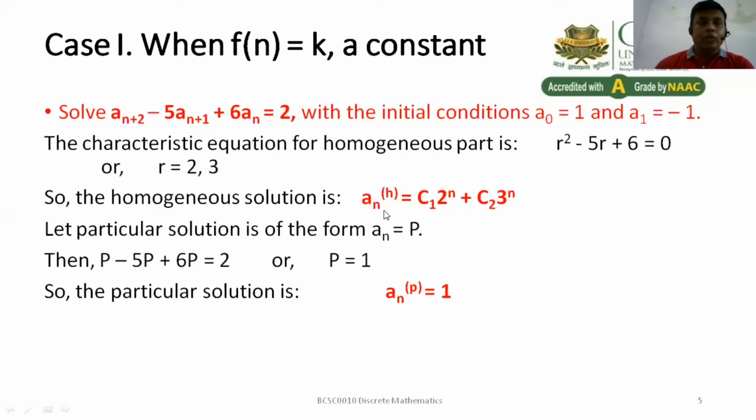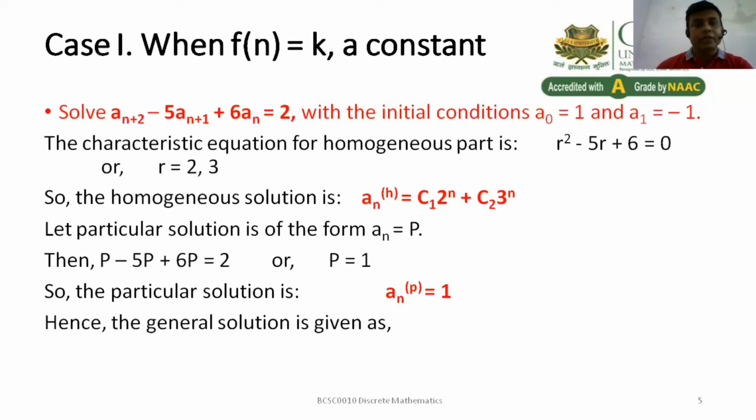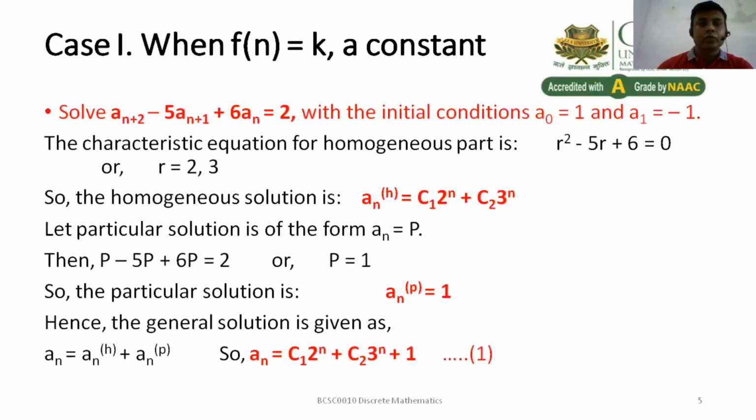Now since we have obtained the value of a_n^h as well as a_n^p, that means the homogeneous solution as well as the particular solution, therefore the general solution will be given as the sum of these two, and that is c1 2 to power n plus c2 3 to power n plus 1. Okay, suppose this is your equation 1. So this is the obtained solution for the given recurrence relation, and that will be c1 2 to power n plus c2 3 to power n plus 1.